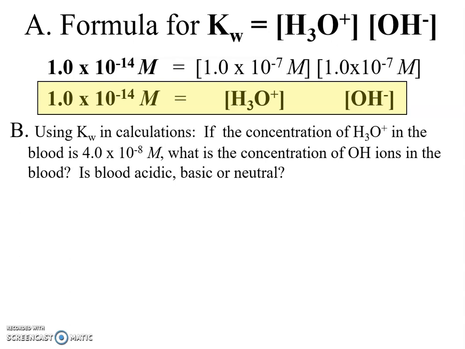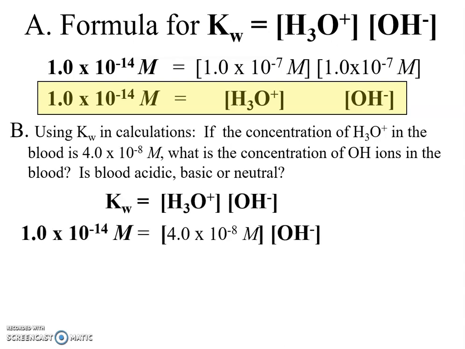Now, what if they aren't equal? So using the Kw, if the concentration of H3O is 4 times 10 to the minus 8, what's the OH? Is this acid, base, or neutral? Okay, well, we know that the product of the H3O and OH is always that 1 times 10 to the minus 14. They're giving me the H3O. So now I can just simply solve for this one.